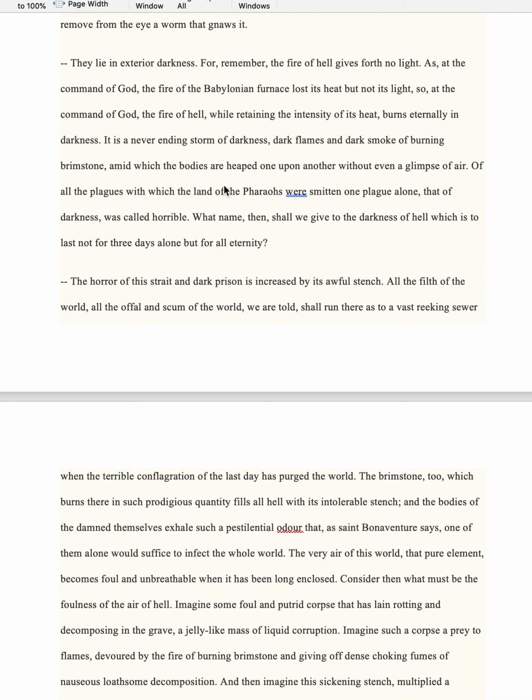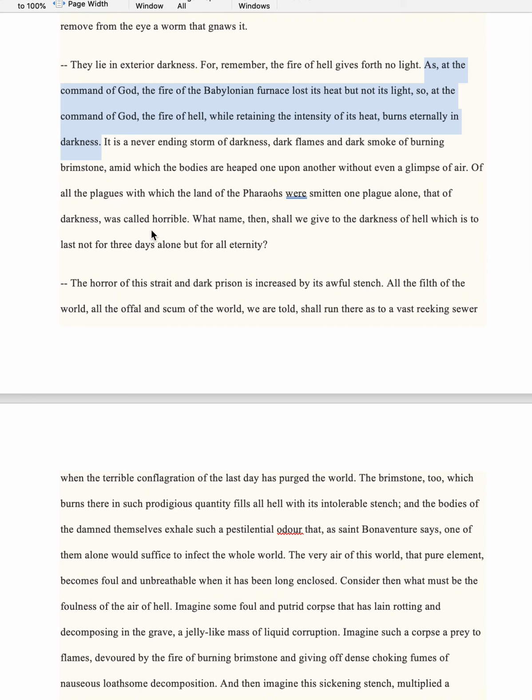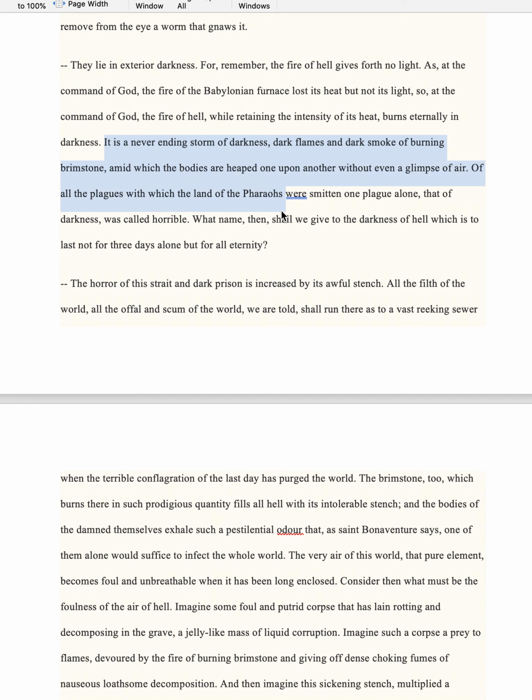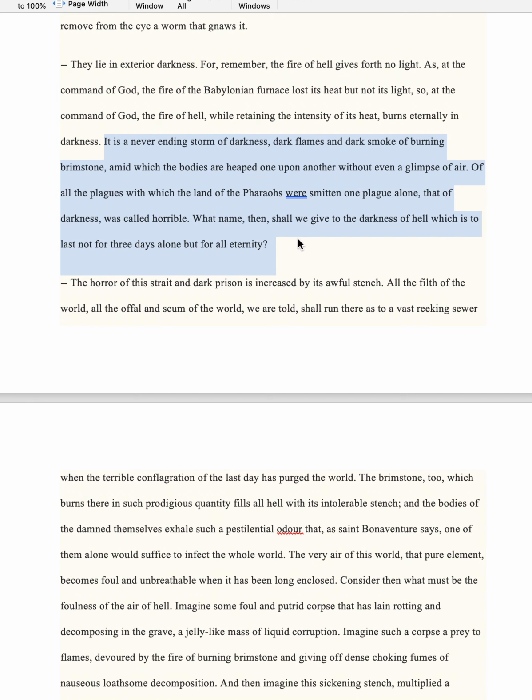It's interesting that by describing what hell looks like visually, they actually say you can't see anything. There's no light, and that's a really cool description. Personally, I get a little bored in these places when they explain how the darkness works, how God did it, and all that stuff. I don't really care about that. It's not as interesting. I feel like it gets a lot more interesting here when it starts talking about the never-ending storm of darkness.